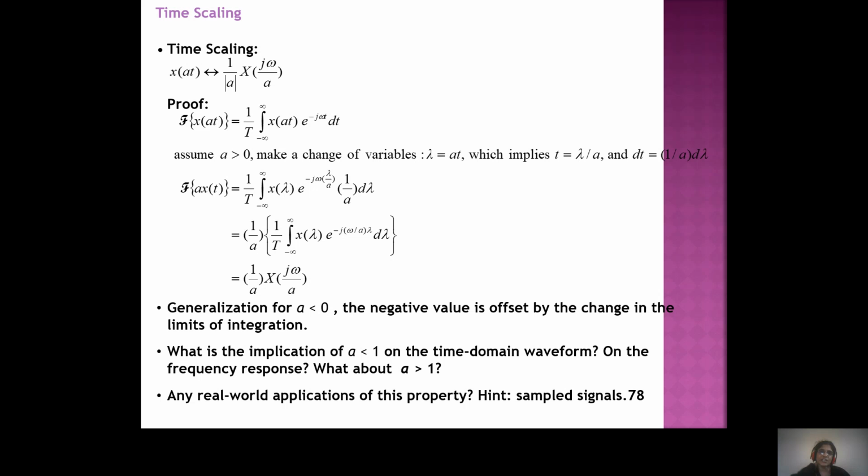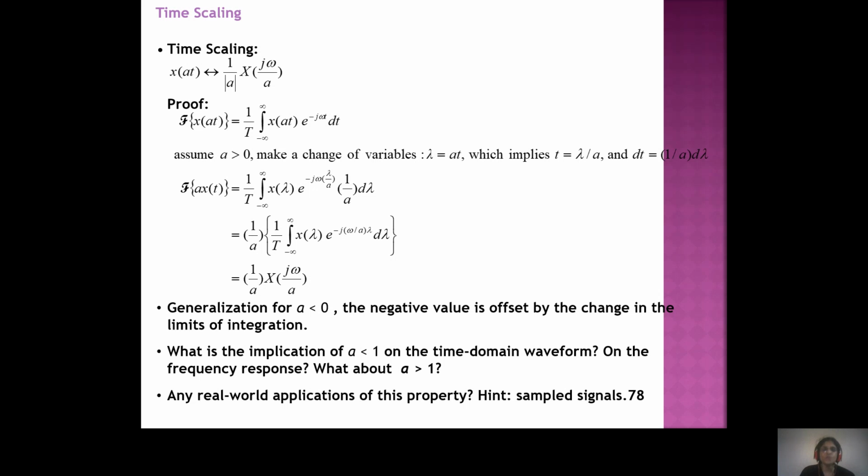Fourier of x(at) is equal to 1 by T integral from minus infinity to infinity of x(at). In the place of at we substitute lambda, in the place of t we substitute lambda by a, and in the place of dt we substitute 1 by a d lambda.